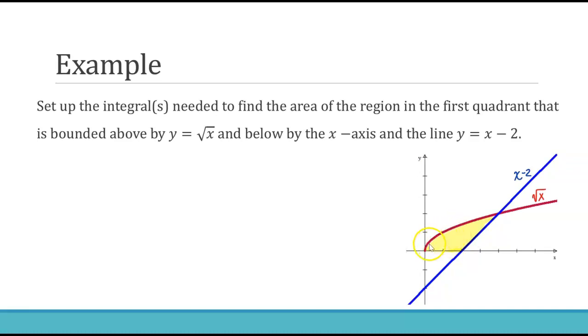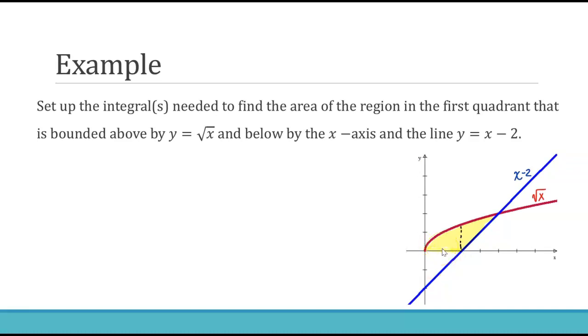So if I look at this region here, starting off at 0, the top function is the red function, the square root of x, and the bottom is just the x-axis for a little while, right? All the way up until x equals positive 2. So that means we're going to have one integral to find the area of this first part here.